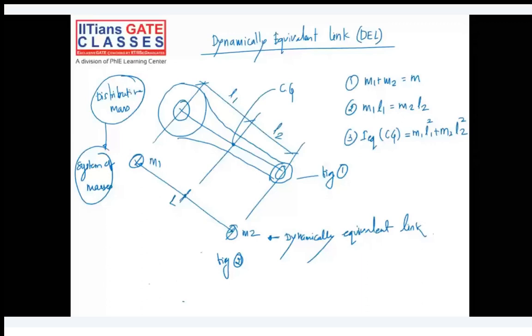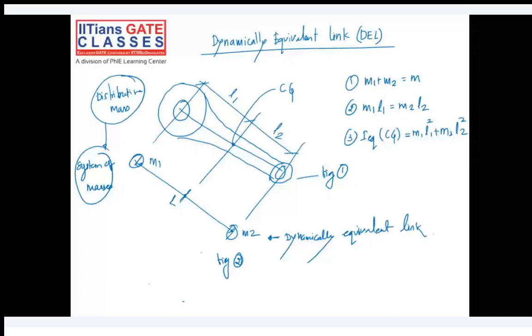it is satisfying certain criteria, some dynamic conditions. Then only will I say that figure number 2 is dynamically equivalent to figure number 1. So this is the main intention of creating a dynamic equivalent link: solving a distributive mass system is complicated, and converting it into a system of masses makes it simpler. But if we are converting to a system of masses, we have to make sure that we are drawing a dynamically equivalent link.